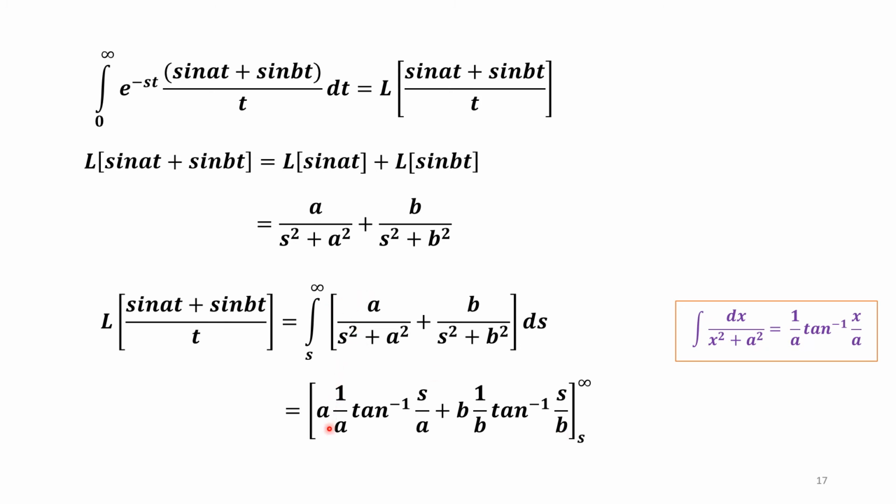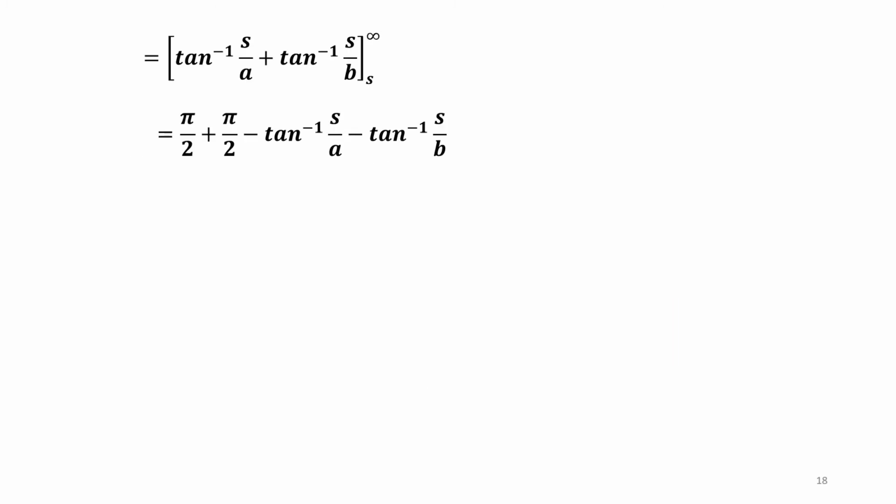This a is already there and this 1 by a we have got from the formula. Again, b is already there, 1 by b from the formula. The a and a, and b and b will get cancelled. Apply the upper limit, we will have pi by 2. Here also pi by 2, and then the lower limit. So we will have pi by 2 plus pi by 2 minus tan inverse of s by a minus tan inverse of s by b. Again, pi by 2 plus pi by 2 will become pi.